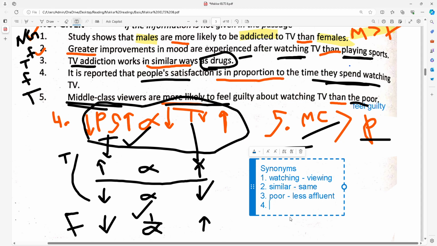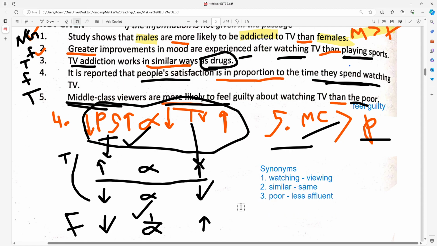So that's all in today's small reading questions. I hope these are going to help you understand true false not given better.